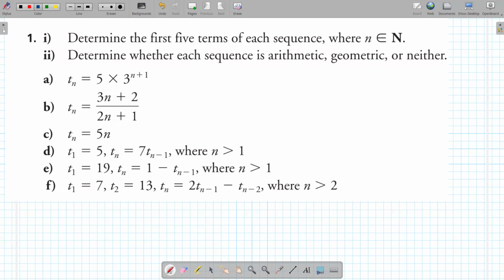It's not a linear function. Arithmetic is linear, geometric is exponential. So for this one, n cannot be -1/2. Otherwise, you'd be dividing by 0. It's a rational function. That's neither. What about C? C is arithmetic, because it's just a linear function. 5x goes through the origin with a slope of 5. What about D?